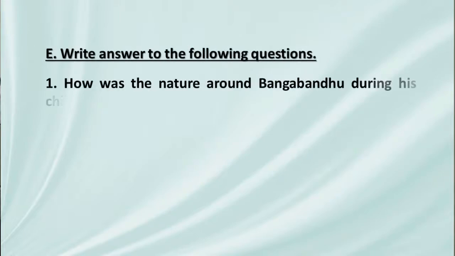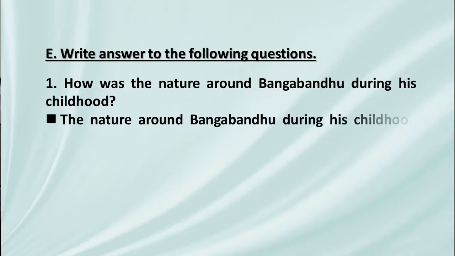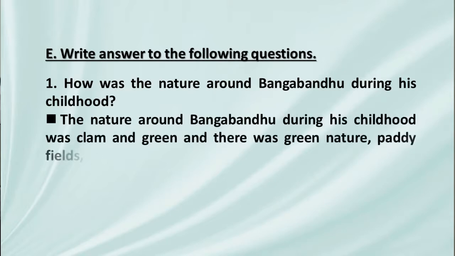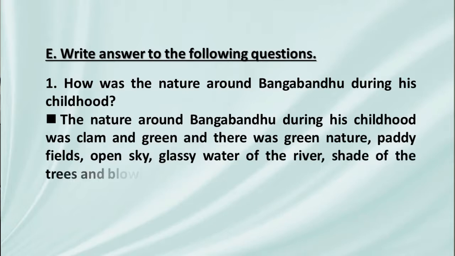Here are some questions. Write answers to the following questions. 1. How was the nature around Bangabandhu during his childhood? You can write or say, the nature around Bangabandhu during his childhood was calm and green. And there was green nature, paddy fields, open sky, glassy water of the river, shades of the trees, and blowing wind all around him.